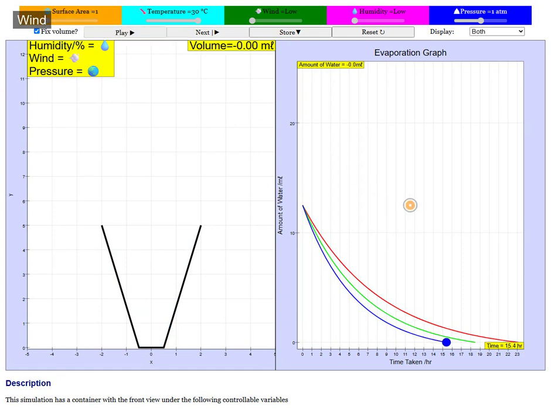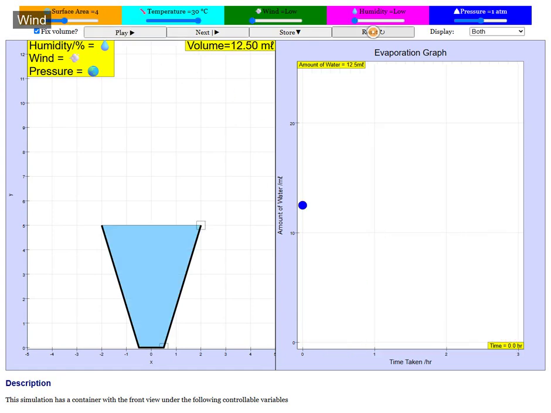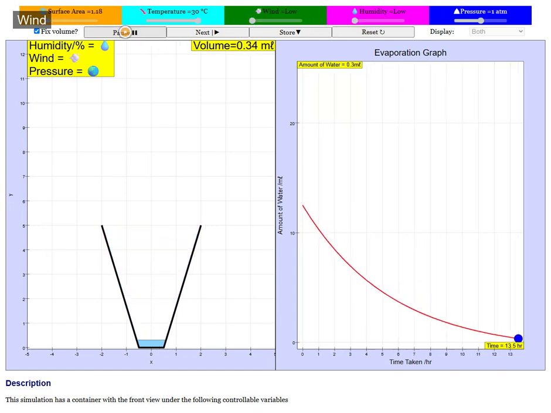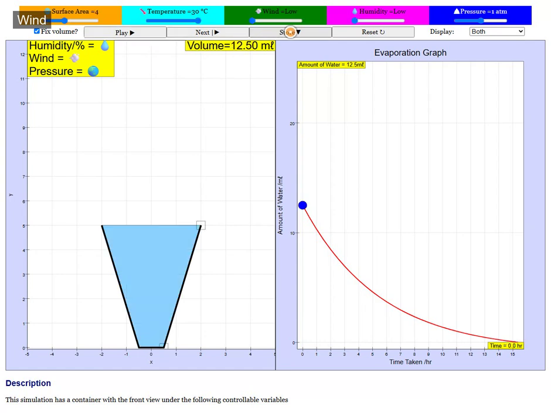Wind shows the same comparison pattern. Low wind gives the slowest drop, medium wind speeds it up, and high wind produces the fastest loss because moving air carries water vapor away from the surface.